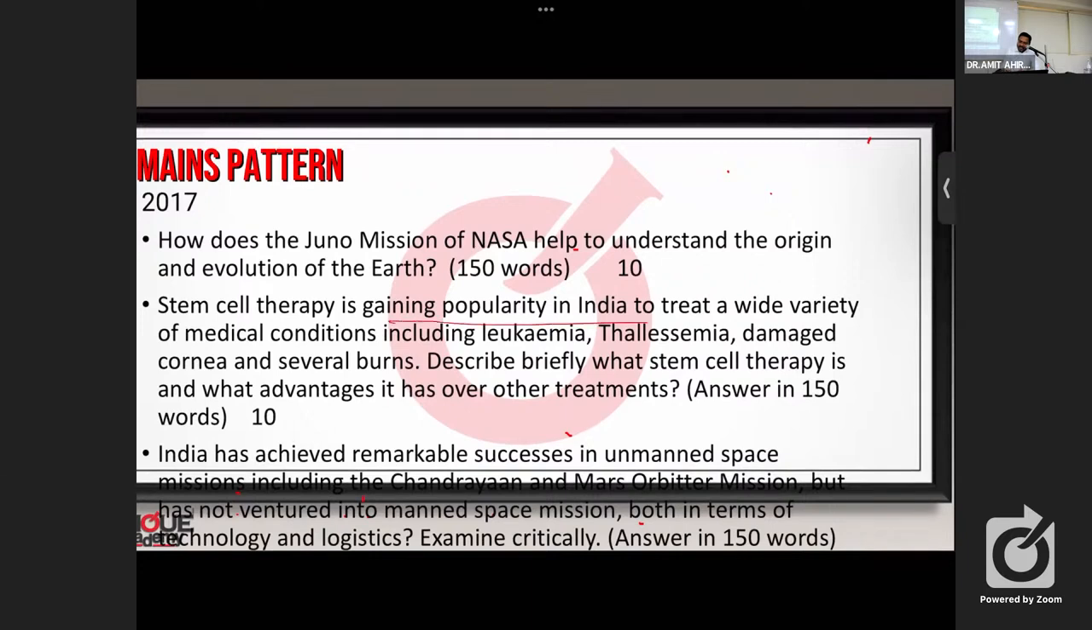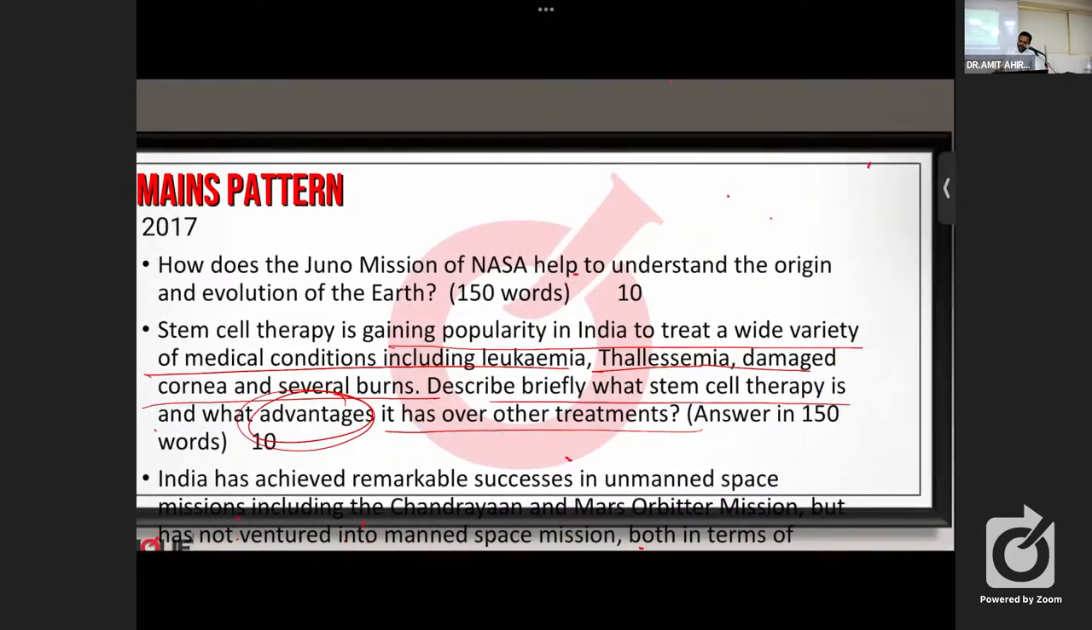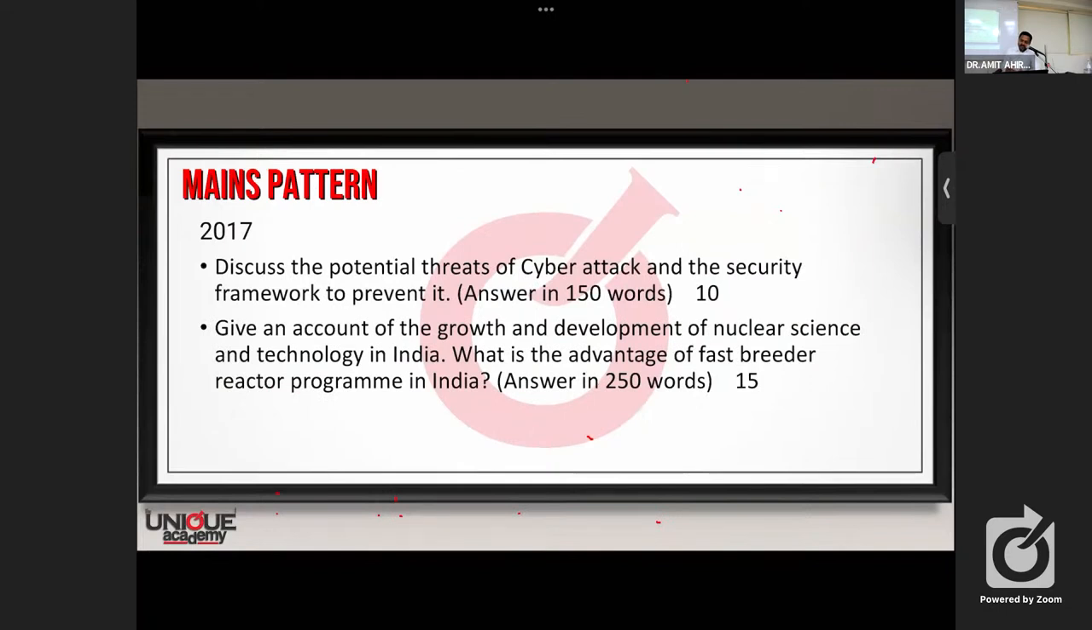Stem cell therapy is gaining popularity in India to treat a wide variety of medical conditions like leukemia, thalassemia, damaged cornea, and all these things. Describe briefly what stem cell therapy is, and again, what term arises here? Advantage, right? Advantage, application, disadvantage. Okay. 2017 में एक क्वेश्चन आया था, डिस्कस द पोटेंशियल थ्रेट्स ऑफ साइबर अटैक एंड सिक्योरिटी फ्रेमवर्क टू प्रिवेंट इट. राइट, पोटेंशियल थ्रेट्स. ठीक है.